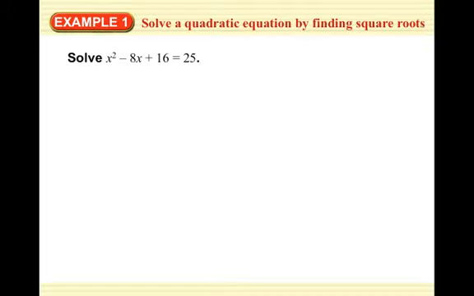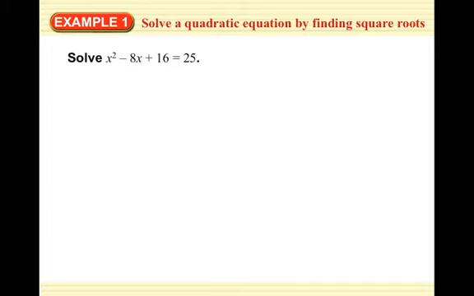So what we want to do is start off with an example where you can solve a quadratic equation by finding square roots when you actually have a linear term for x. Now that works only when you have a perfect square trinomial. In other words, remember, look at x squared minus 8x plus 16. That's a perfect square trinomial.